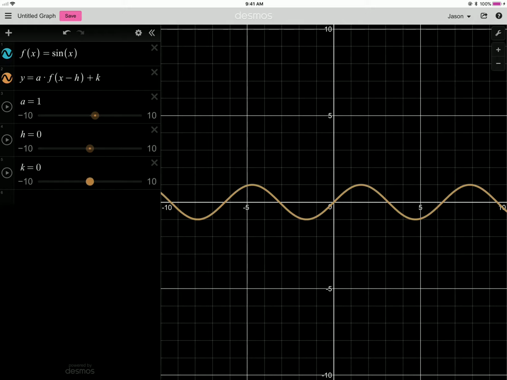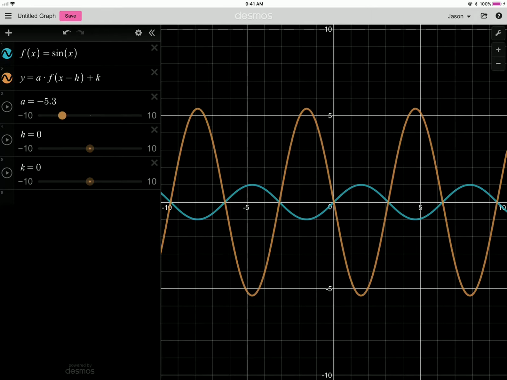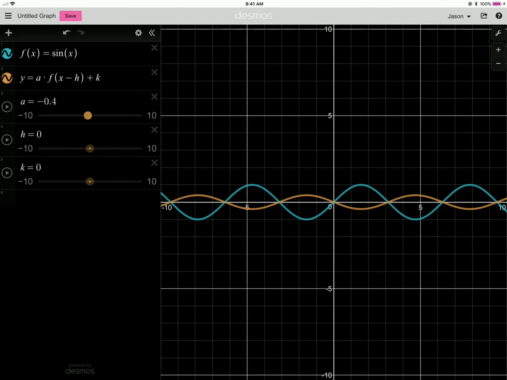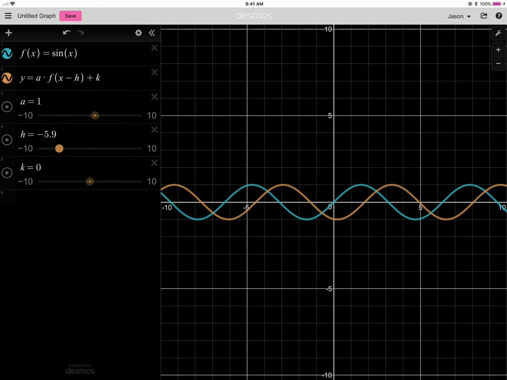Quick review: if we slide k, it has a vertical effect because it's outside of the function. It's not in the parentheses inside the f. A is also outside the function. It's stretching and compressing vertically, flipping vertically. It's got a vertical effect. When I look at h, it's got a horizontal effect. It looks like it's sliding this function left or right. So I'm going to put it back to its default of 0.